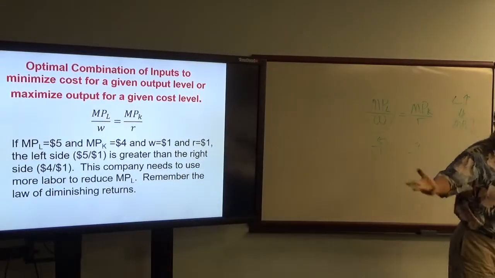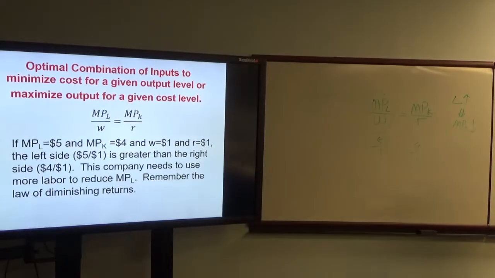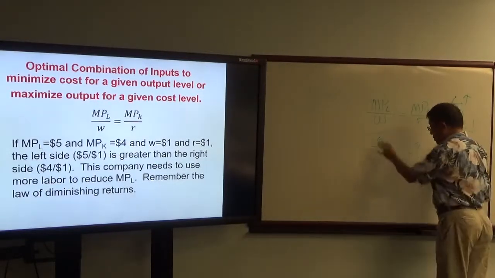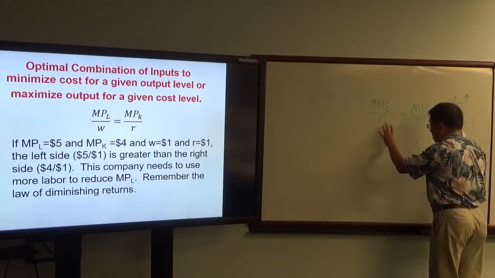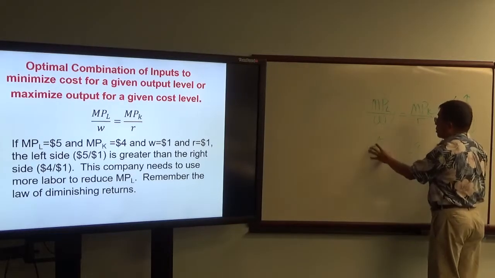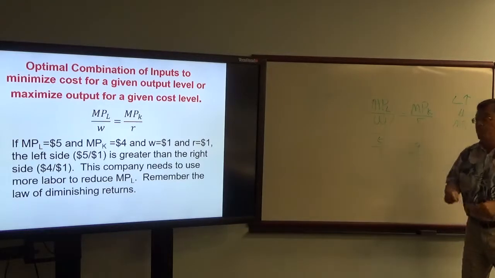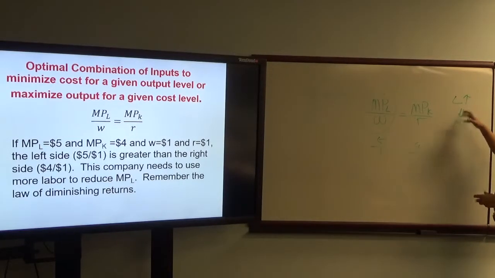So probably this will be a quiz. In the quiz you will find it. Basically, you first decide which side is larger. If this side is larger, make it smaller. How to make it smaller? Use more resources. Use more workers. Because if you use more workers, according to the law of diminishing marginal product, the marginal product will start to decline.